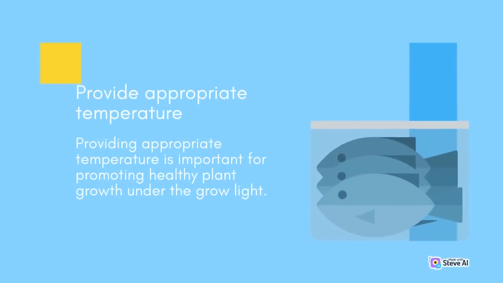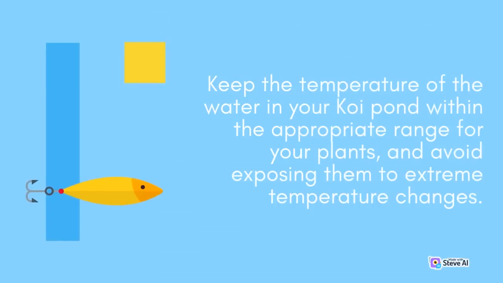Provide appropriate temperature. Providing appropriate temperature is important for promoting healthy plant growth under the grow light. Keep the temperature of the water in your koi pond within the appropriate range for your plants, and avoid exposing them to extreme temperature changes.